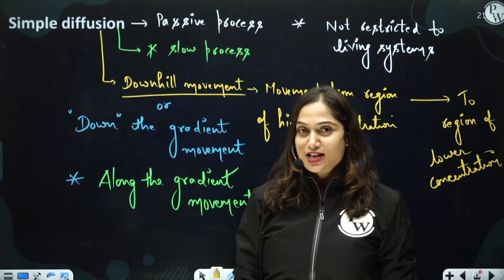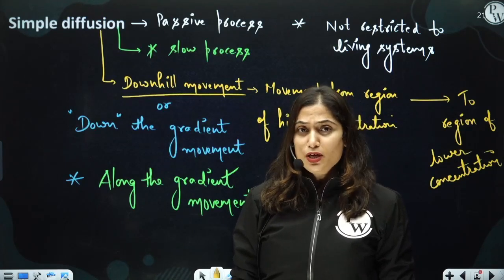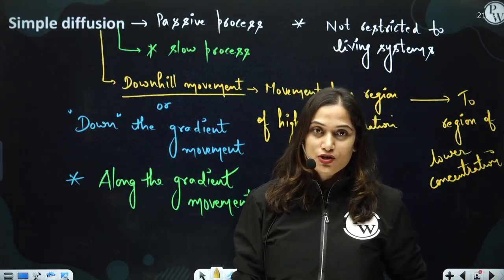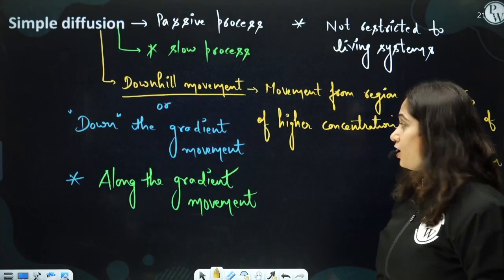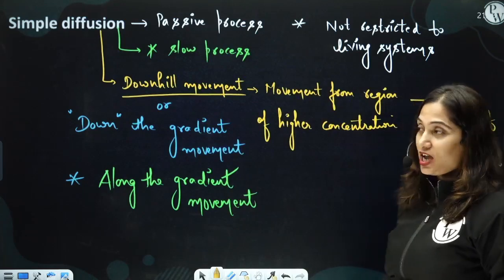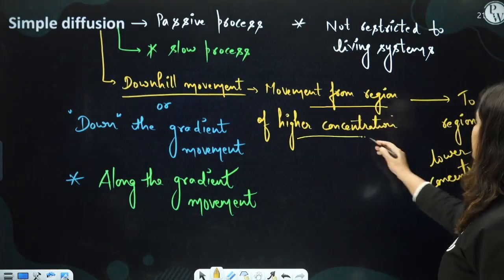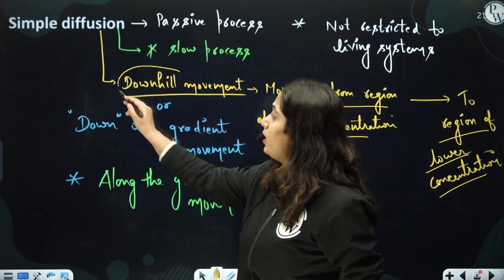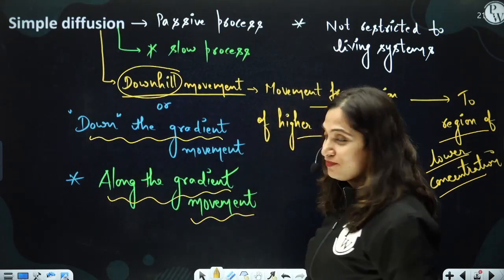Simple diffusion is a passive process because it does not require expenditure of energy. Simple diffusion happens from areas of high concentration to areas of low concentration. That means this kind of movement is called down the gradient movement, or downhill movement, or along the gradient movement. Right?